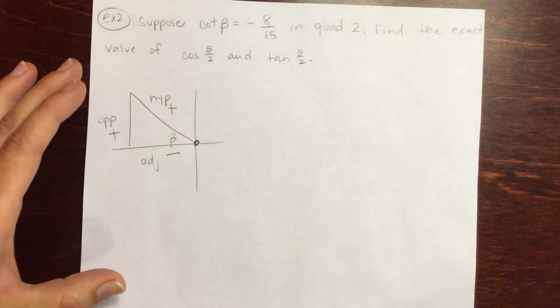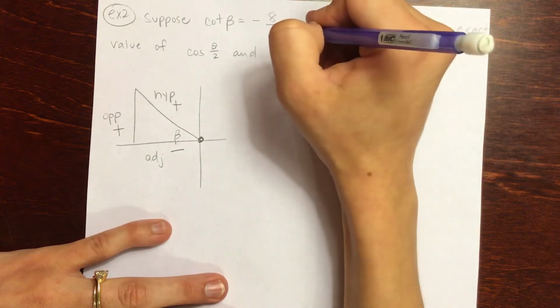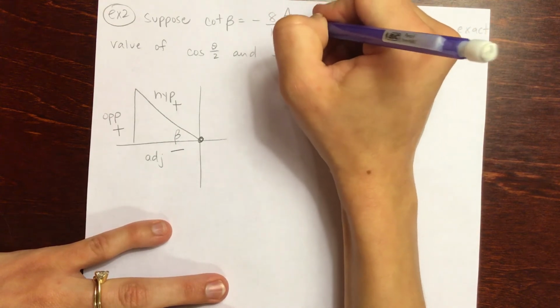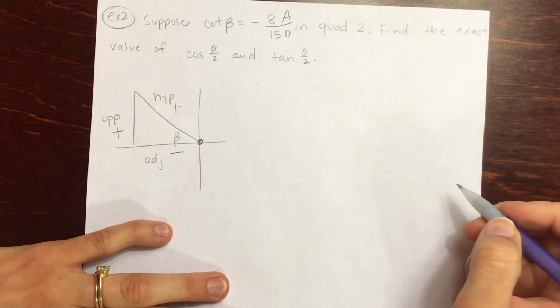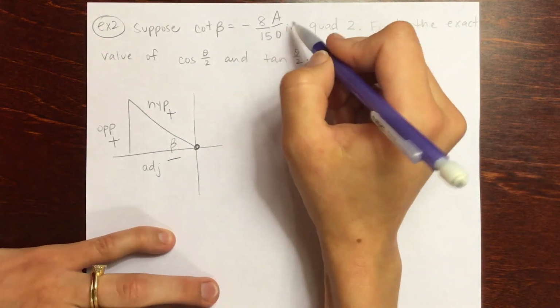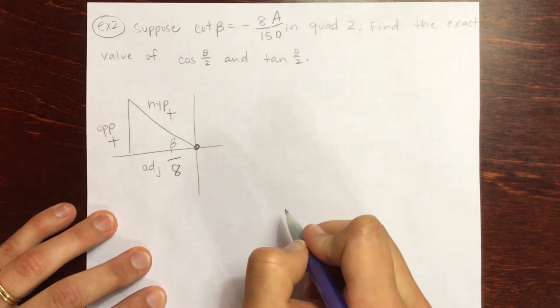Hypotenuse is always positive. All right, cotangent is the reciprocal of tangent. So instead of the TOA fraction, I have the flipped fraction. I know that's not really what it is, but whatever. I flipped my TOA fraction to get cotangent. So that tells me that my adjacent side is 8 and negative 8.